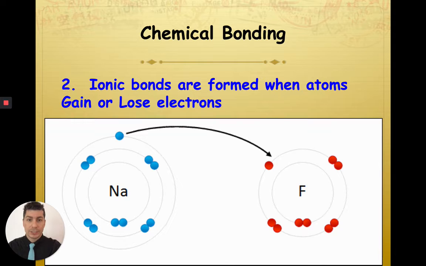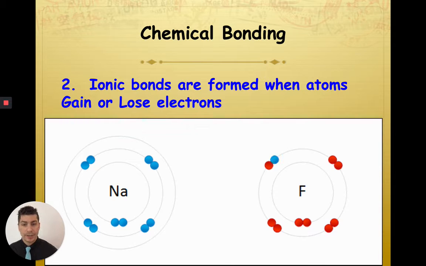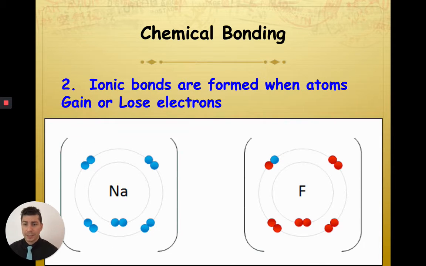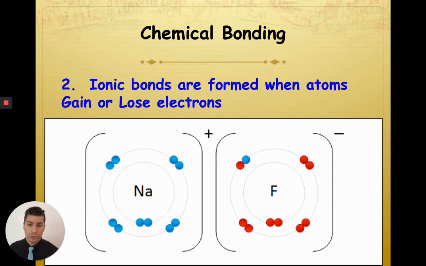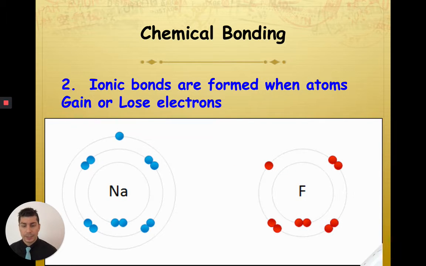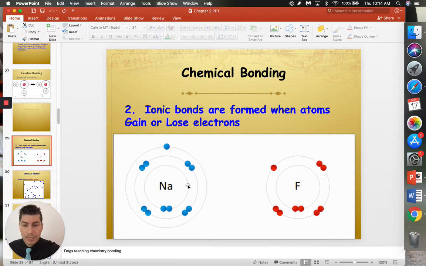Instead of the elements sharing electrons like in covalent bonding, here they're going to gain or lose an electron. Okay, so if we look at these two here, and let me stop this animation from going. This is sodium, Na, and this is fluorine, which is F. I already drew the diagrams for you, but you could see that sodium has one electron in its outer shell. Now we talked about them wanting to have a full outer shell of electrons, okay?